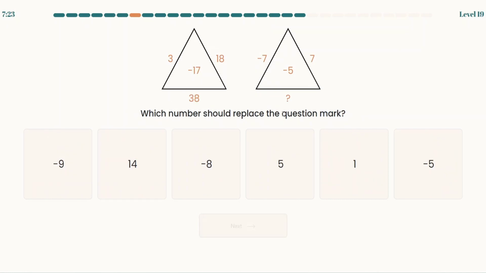Which number should replace the question mark? 3, 18, 38. 3 plus 18, that's 21. That plus that minus that, so it's minus, wait, it's 5? Or isn't, wait, minus that is that? Okay, it's 5.